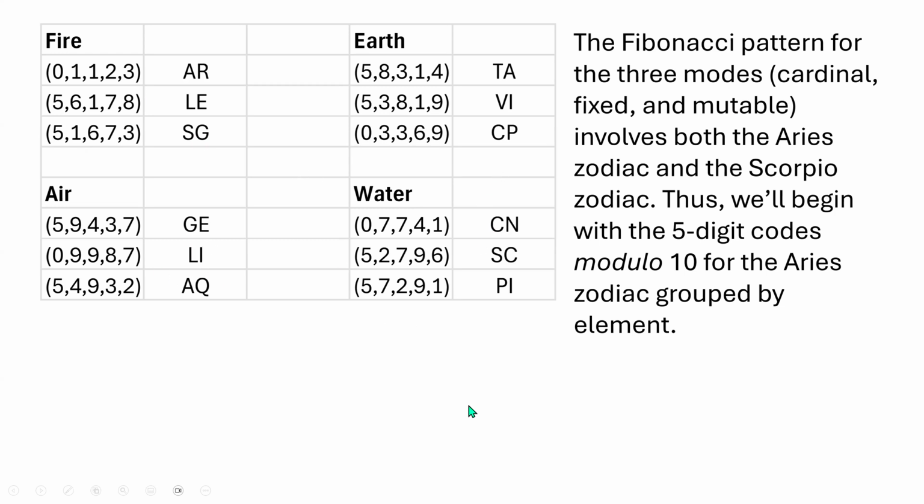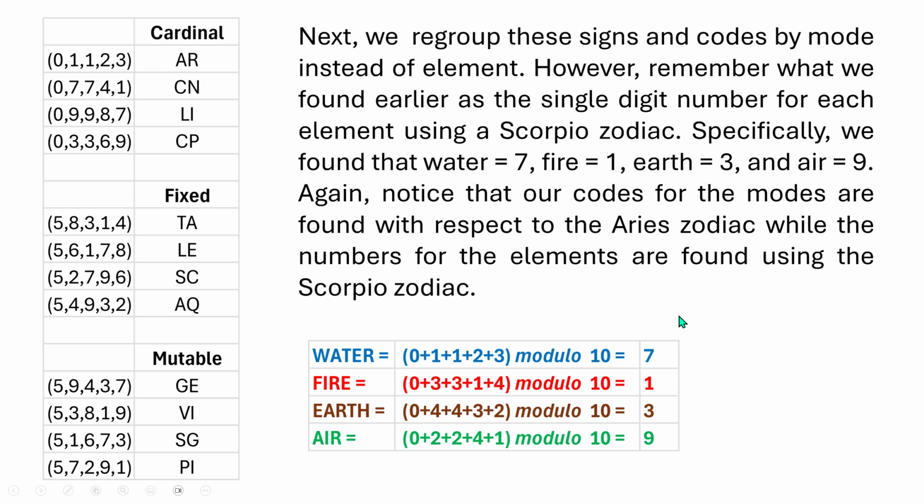Okay, we've seen this table before. Next, we regroup these signs and codes by mode instead of elements. So we put the codes for the cardinal signs together, the codes for the fixed signs together, the codes for the mutable signs together.